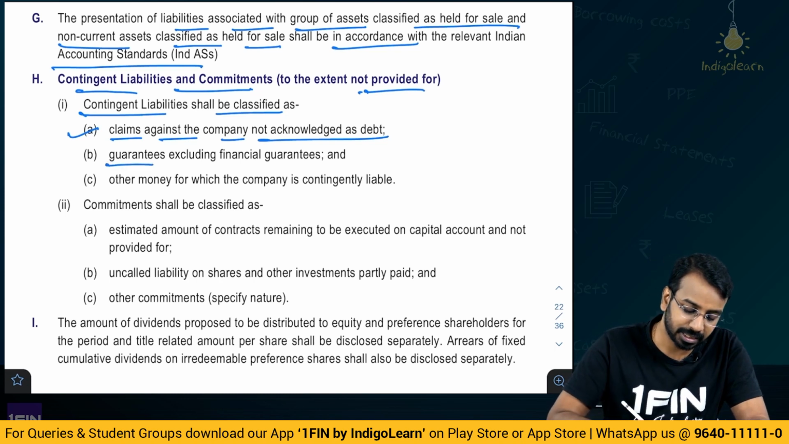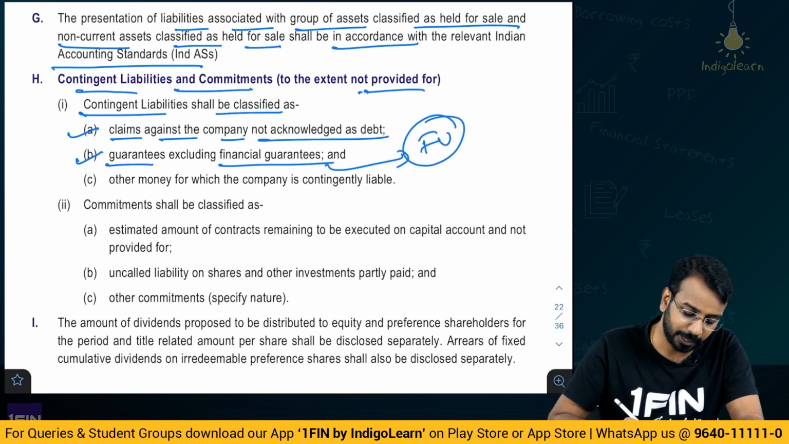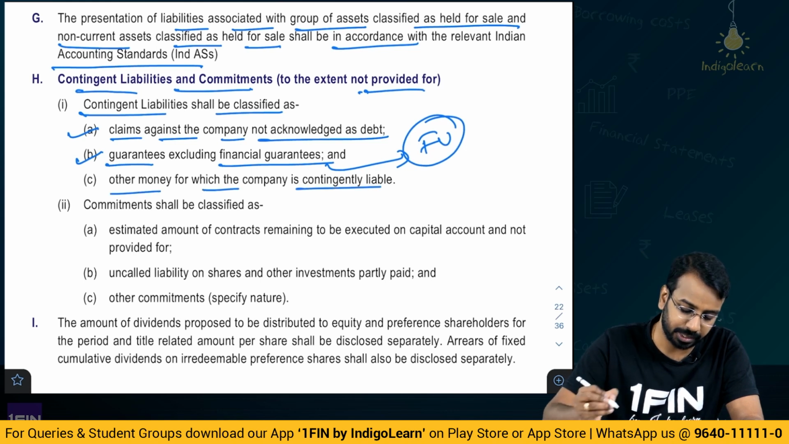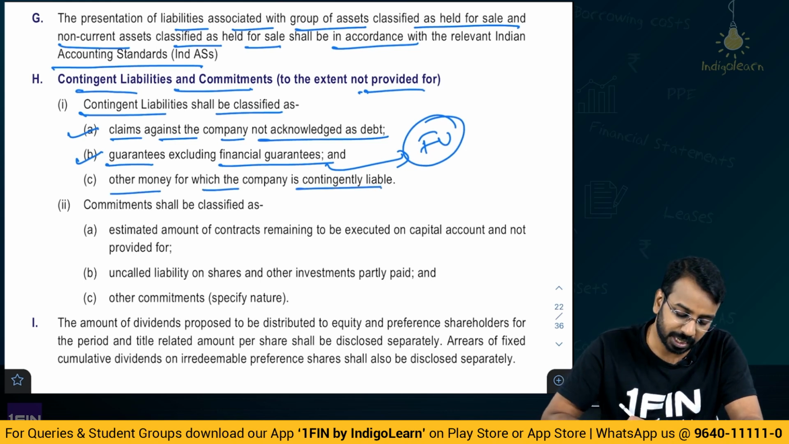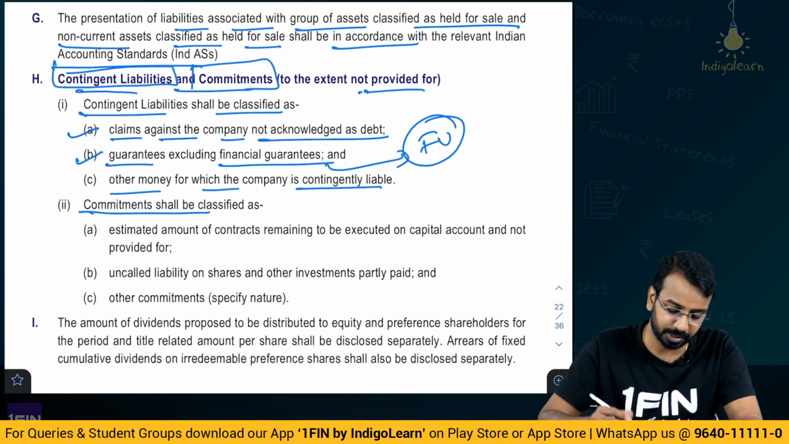Then guarantees is a contingent liability excluding financial guarantees. See, financial guarantees generally you will do fair valuation. So, that is a separate aspect. Then other money for which the company is contingently liable. Then if there are any commitments, please remember contingent liabilities and commitments. What are the commitments?